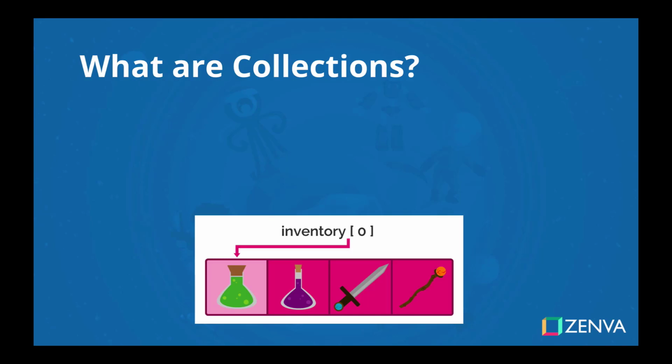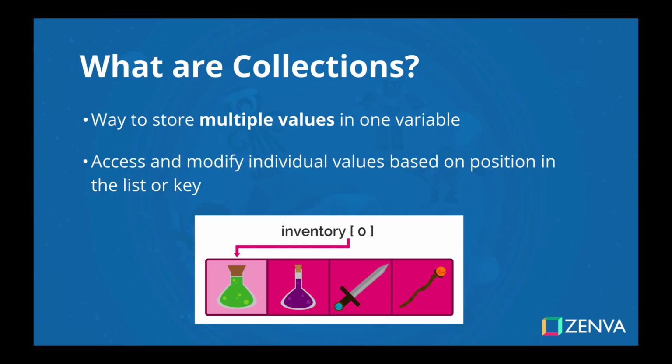So for starters, what are collections? Well, up until this point, we've only ever really stored one value in one variable. And although that can change over time, it still only holds one value at a time. Well, collections allow us to store multiple values inside of a single variable for easy access and transportation throughout the code. We can access and modify individual values within a collection based on either the position in a list or a tuple, or the key in a dictionary.